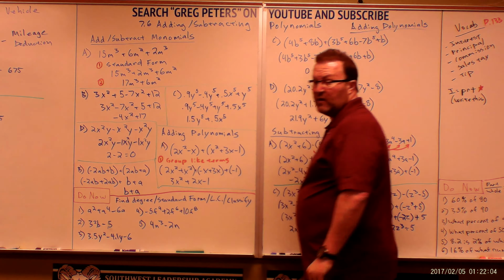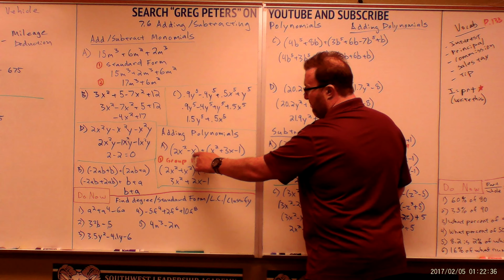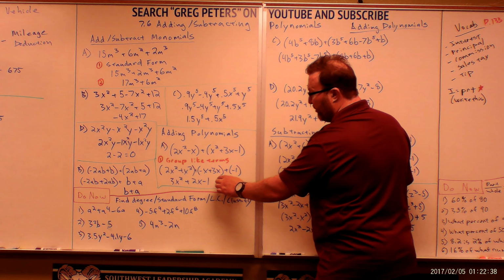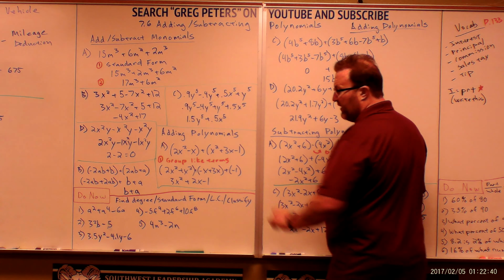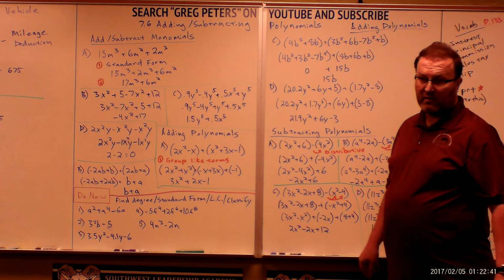Now, adding. Notice we have things in parentheses, right? We're going to group these. Remember how we did that earlier in 7? We're going to group the actual terms. So we're going to take this one, and group all the x squared terms together: 2x² and x². Then we're going to group our x's: minus x, 3x. Then the constant by itself, -1. Okay? Any questions?